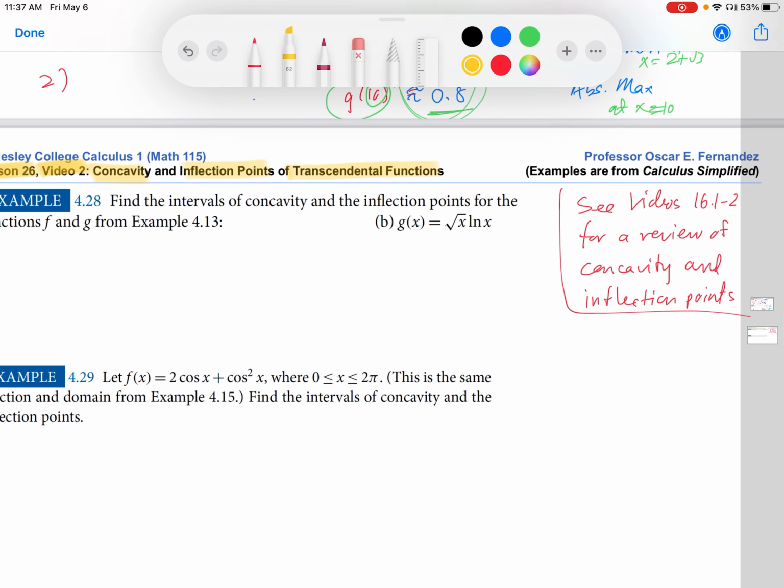So the examples that I'll work through in this video come from Calculus Simplified. These are examples 428 and 429. We are talking about concavity and inflection points in the context of exponential and logarithmic functions and trigonometric functions down here.